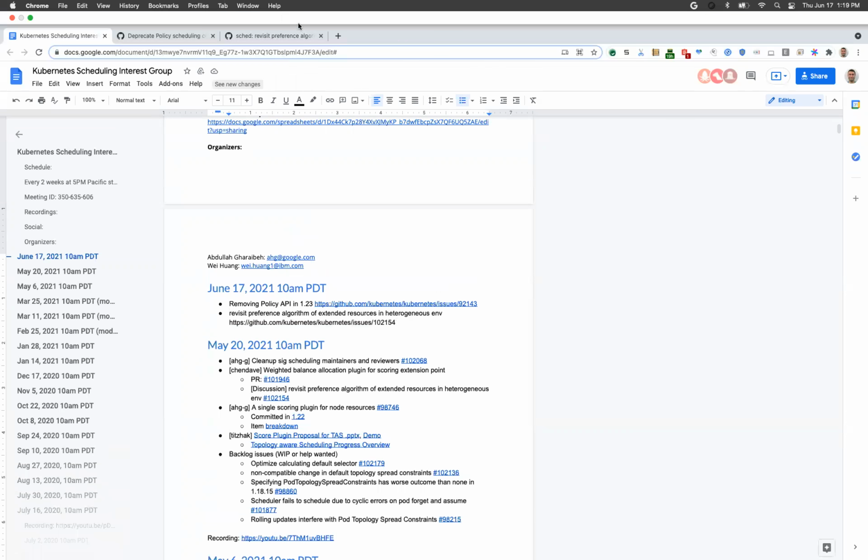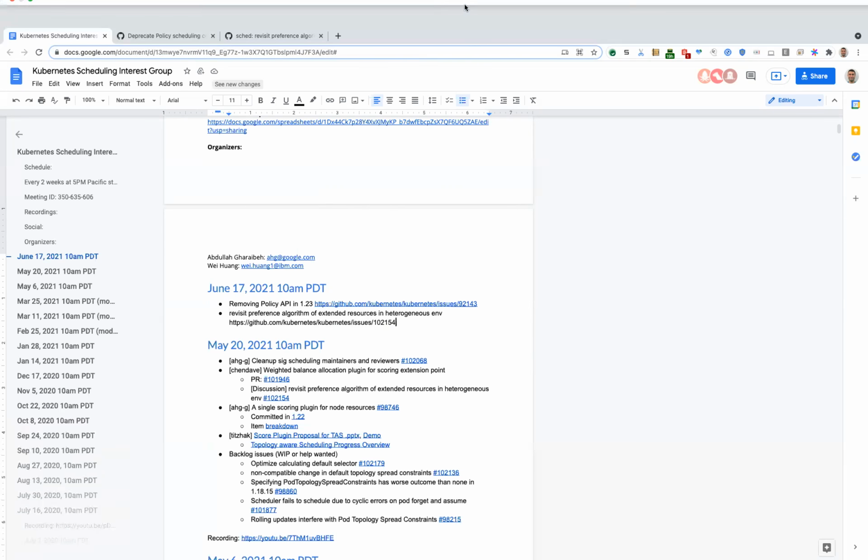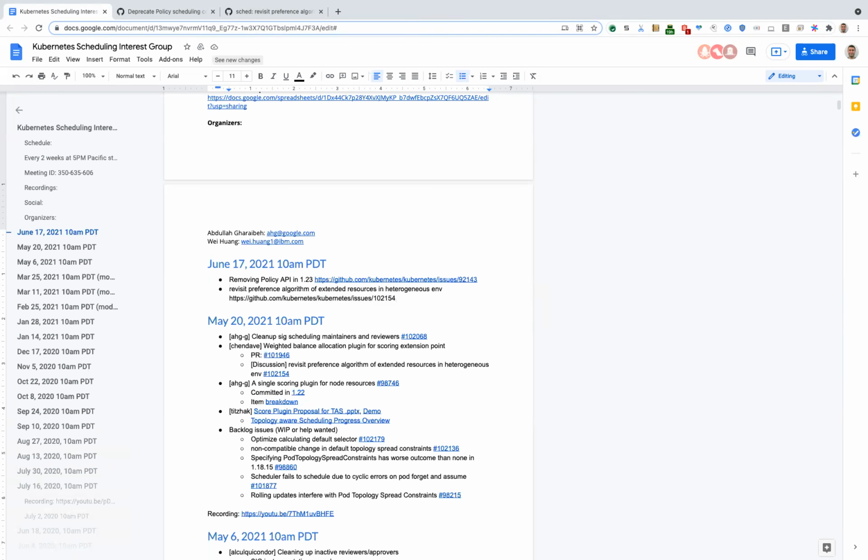I have a question. I'm new to this group, although I have done quite a bit of scheduling work. If I have an idea for making the scheduler better, or maybe propose a scheduler extension, what is the process?